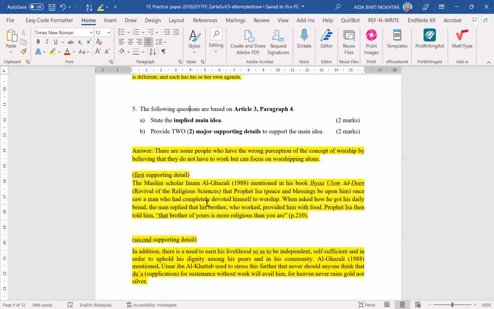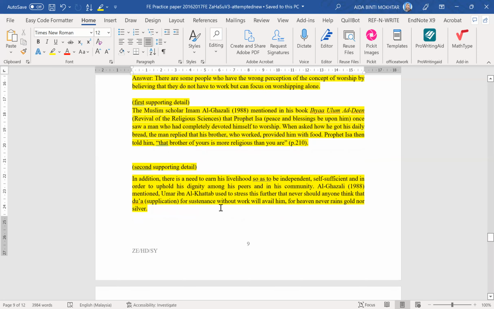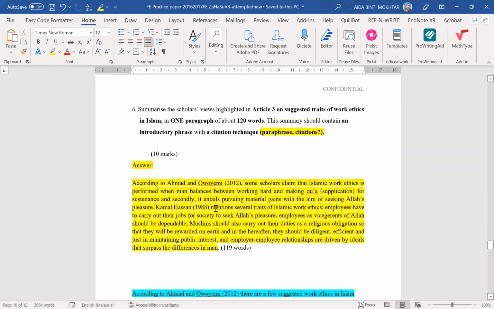Okay, and then of course you have the scholar, Al-Ghazali, who talks about what worship means, and the fact is that you can't just do dua, supplication, for Allah's blessing, for Allah's sustenance, but you don't work. You have to do both. So there must be that balance between both. This is summarizing the scholar's view.